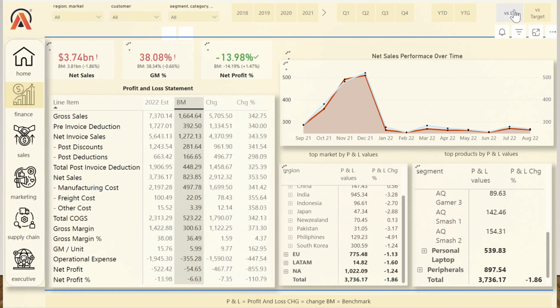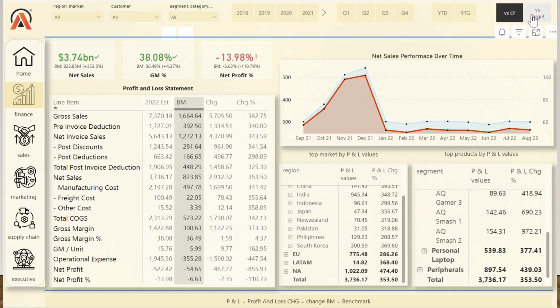We do have dynamic targets. One target is the same as last year. One target is the target that has been provided by the Atliq company. They have given the target for a few of the P&L values like net sales, gross margin, and net profit percentage. I believe that is enough to have a look at in the finance view, and these are the key targets that you need to think about and measure.